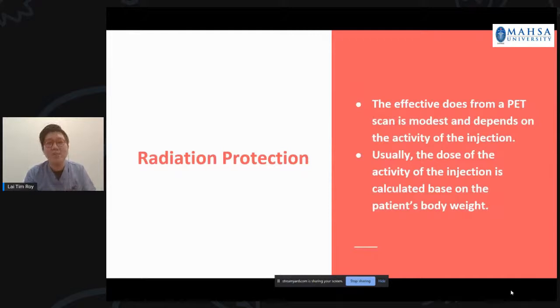Then the effective dose from a PET scan is modest and depends on the activity injected. Usually, the dose of activity that is injected is calculated based on the patient's body weight. Whether it's F18 FDG, gallium-68 PSMA or DOTATATE, we will measure based on the patient's weight. Then we will calculate the radiation dose coming from this radio tracer before we inject it into the patient's body.